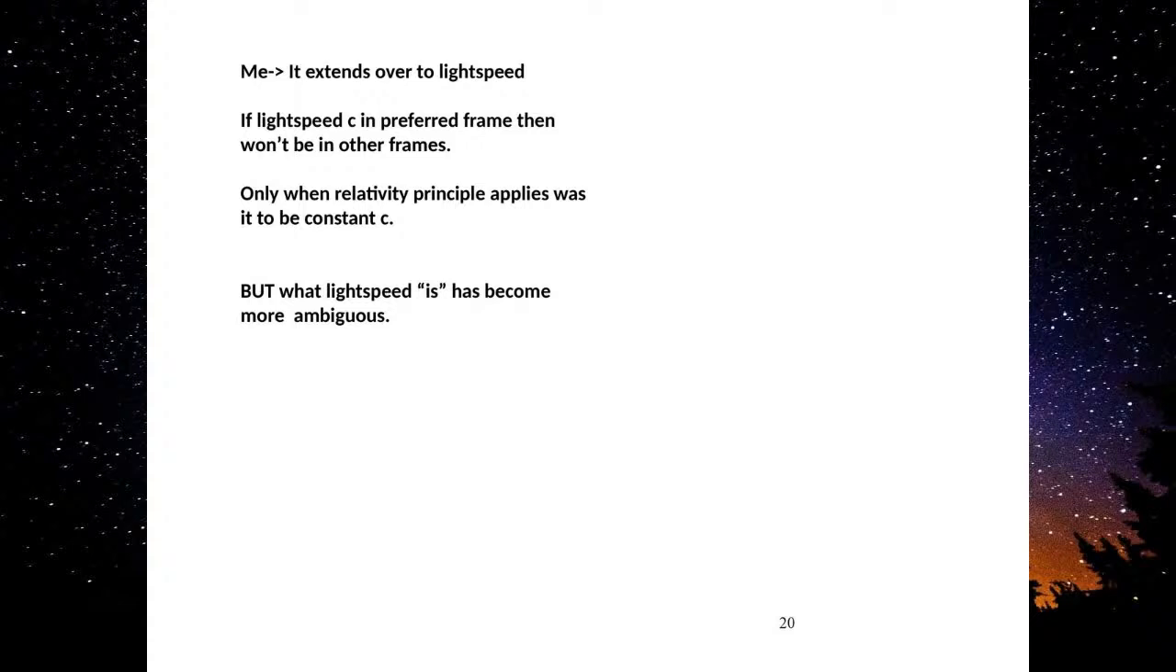And this extends over to light speed. If light speed is c in a preferred frame, then it won't be c in other frames. So he's abandoned the relativity principle for his clocks. So if you abandon it for his clocks, you might as well abandon it for the statement about light speed. Now, of course, what does he mean by light speed in his paper? I find it very confusing. But just going by a simple statement of his, light speed is supposed to be a constant. But if you abandon the principle of relativity, then it's not going to be constant.